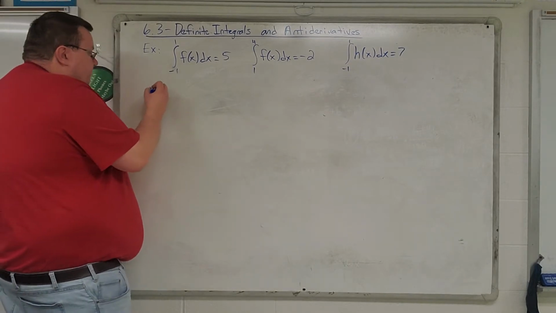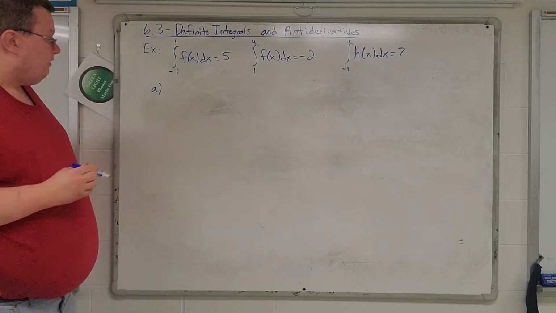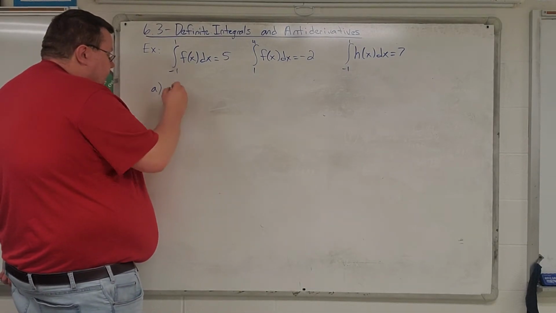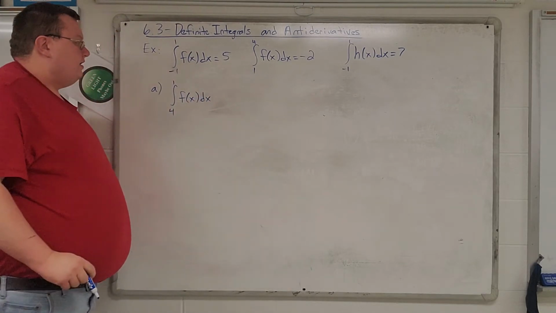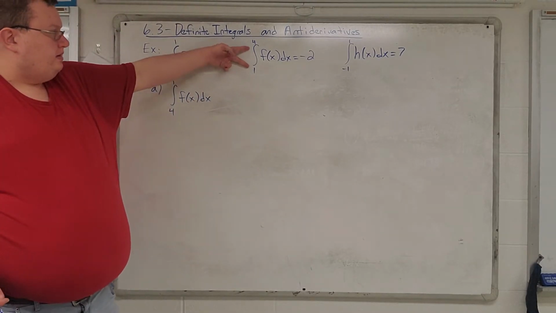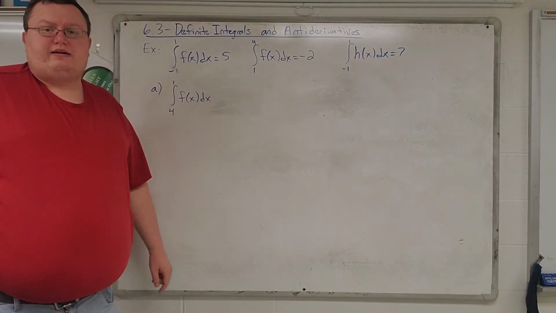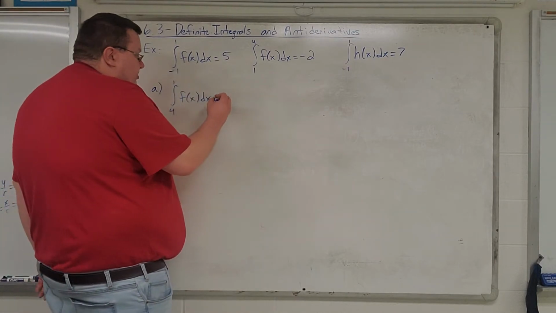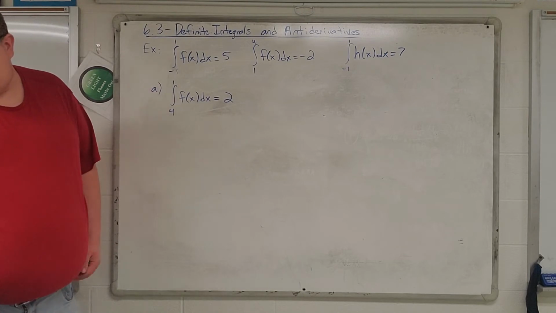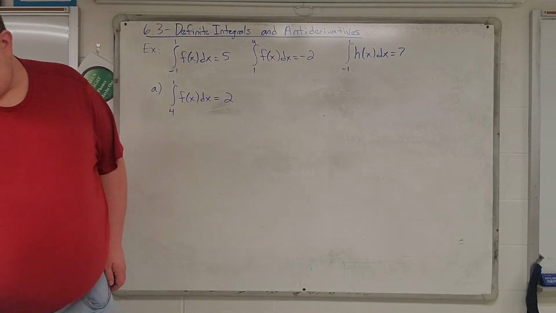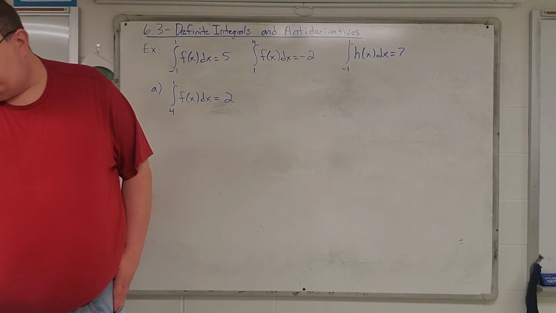Okay, and first part, we want to find the integral from 4 to 1 of f of x dx. Well, that's just these bounds flipped. Here was 1 to 4, here's 4 to 1. If I flip the bounds, I'm changing the sign of the area, basically. If I go in the opposite direction, my area changes sign. So instead of being -2, this will be +2. That's using the rule on the previous page that you copied down, your order of integration. That's rule number 1.